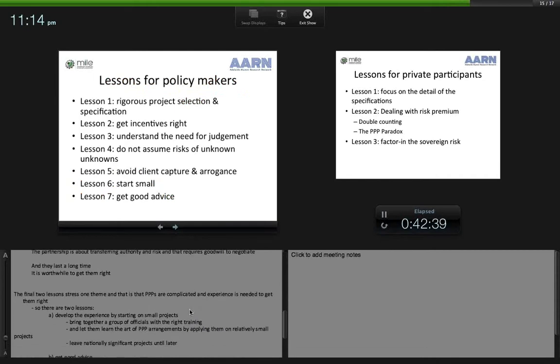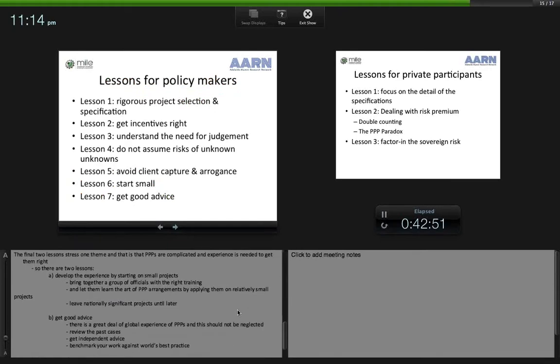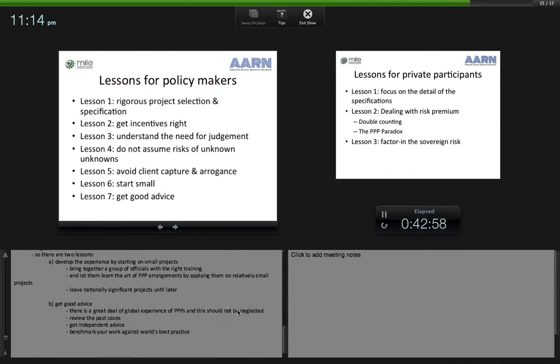The final two lessons stress one theme, and that is that PPPs are complicated. Experience is needed to get them right. There are two lessons. Develop the experience by starting on small projects, bring together a group of officials with the right training, let them learn the art of PPP arrangements, leave nationally significant projects until later. And get good advice. There is a great deal of global experience, and this should not be neglected. Review the past cases, get independent advice, and benchmark your work against world's best practice.